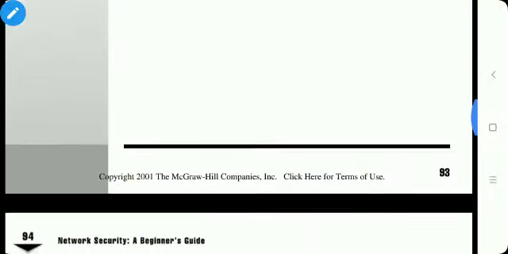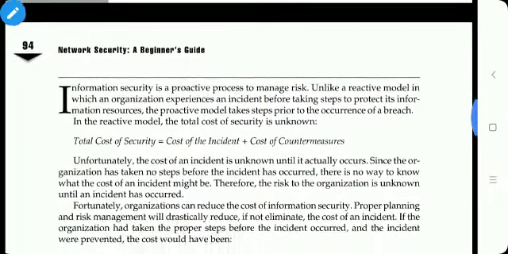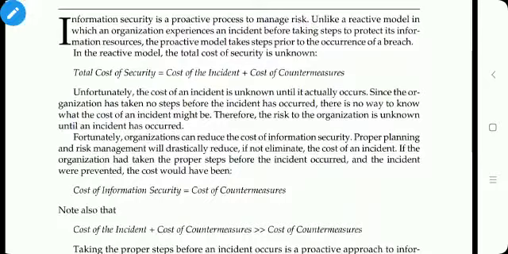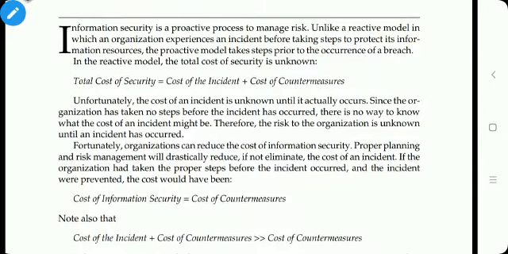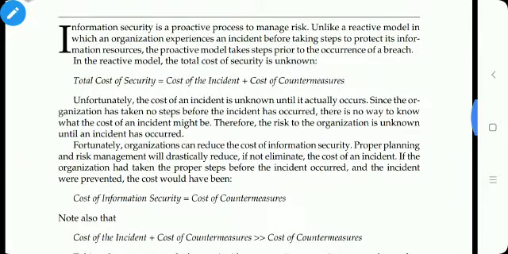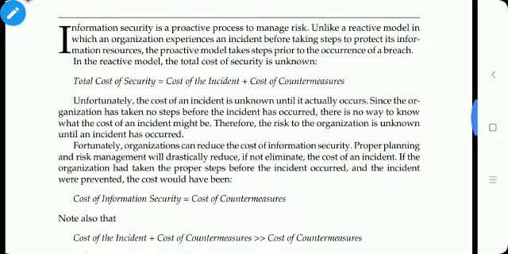Dear student, today we will start with our Unit 3 Information Security Process. Information security is a proactive process to manage the risks. Unlike a reactive model, in which the organization first experiences the incident or risk and then takes the steps, in a proactive model we first take prior steps to reduce the harm of the risk.